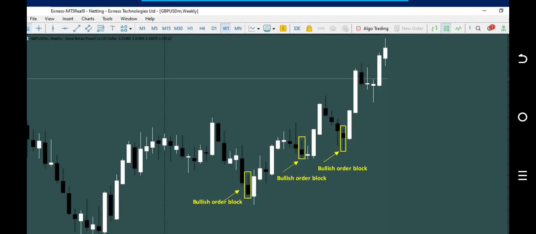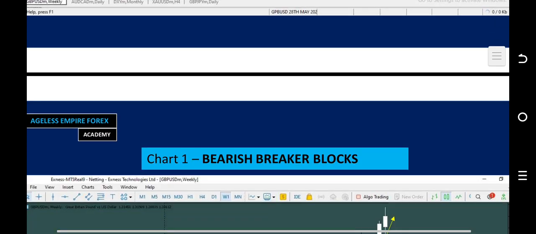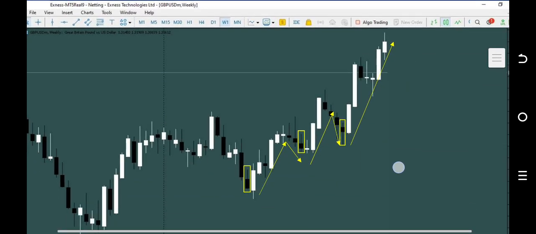Now let's take a look at it. Can you see it has been spotted out, all the order blocks? They are all order blocks. I believe you understand order blocks.